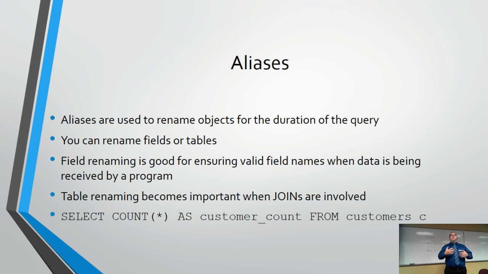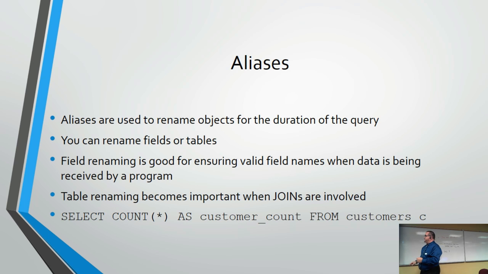Sometimes you need to use the object more than once in a query. And you can't query the same thing twice. So you give it an alternate name. You can rename fields, also known as columns, or you can rename tables. Field renaming is good for ensuring valid names when the data is being received by a program. And when I do the aggregates, you'll see what the issue is. And table renaming becomes important when joins are involved, which is what I'll be doing in the second half of this lecture.